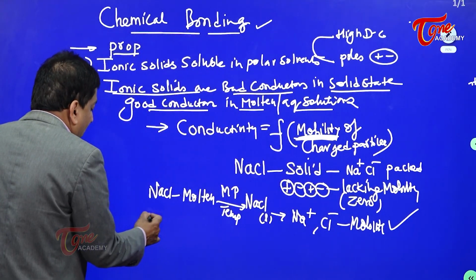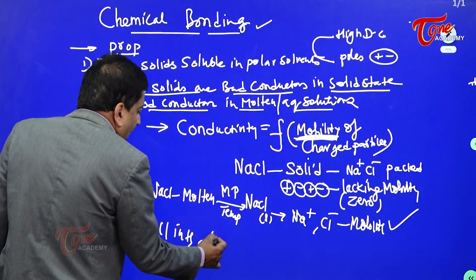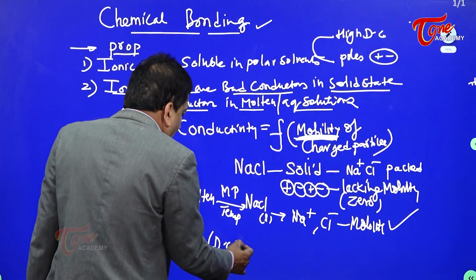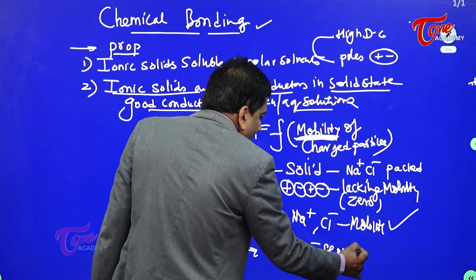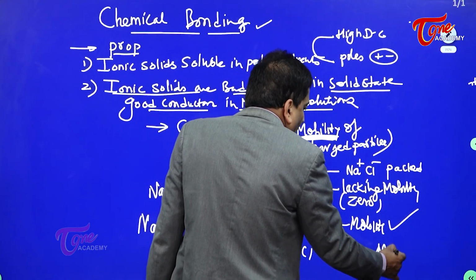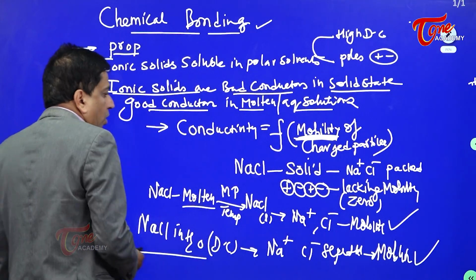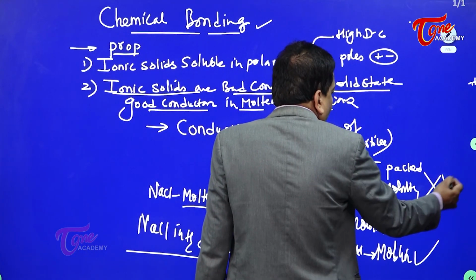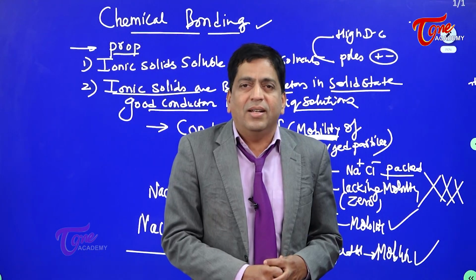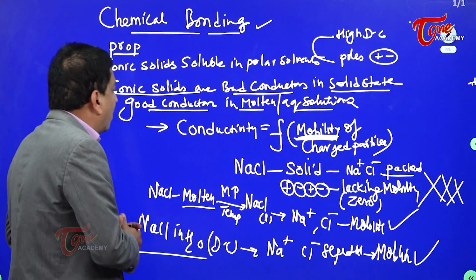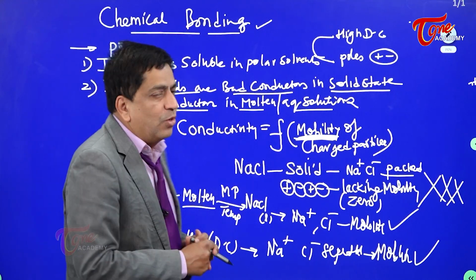Now when you drop NaCl in water, and I told you water has a high dielectric constant, using this dielectric constant the Na plus and Cl minus are separated. That means they enjoy freedom, so you have mobility. So you have mobility when you are molten or dropped in water, whereas you lack mobility as an ionic solid. You must understand. Right? So ionic solids are bad conductors in solid state and good conductors in molten and aqueous solutions.